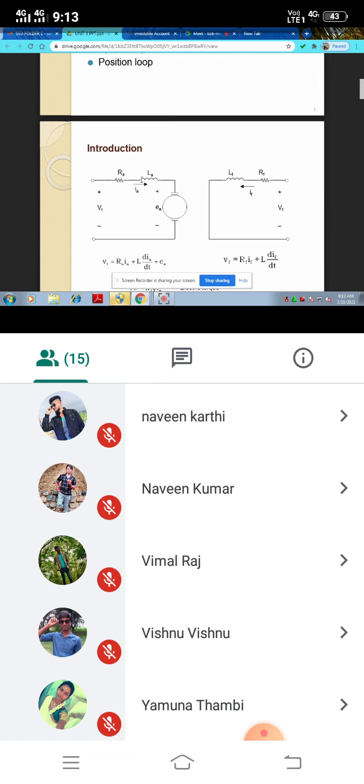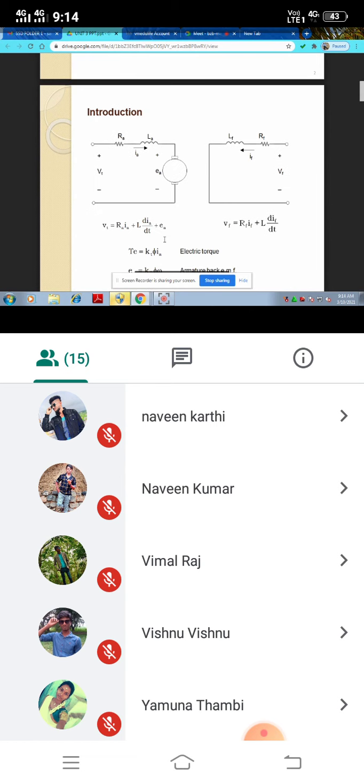Using this armature current passing through, we get the electrical equation of output voltage VA or VT equal to IA into RA plus, by passing through the inductance element, the inductance formula L into dIA by dt, plus the back EMF produced by the DC motor, EB or EA. Okay, we got this equation from this equivalent circuit.